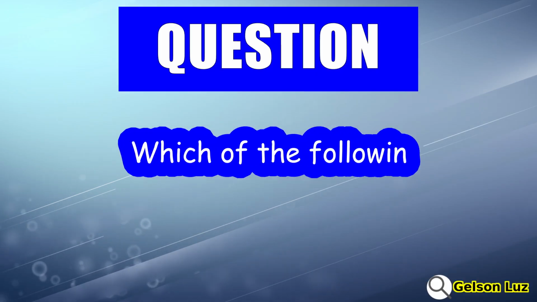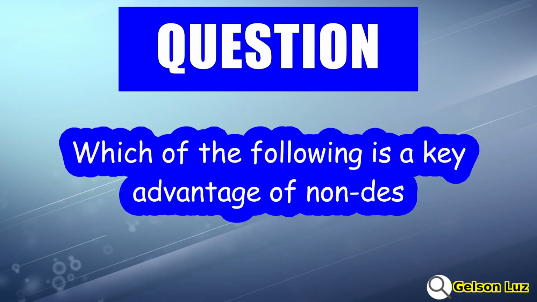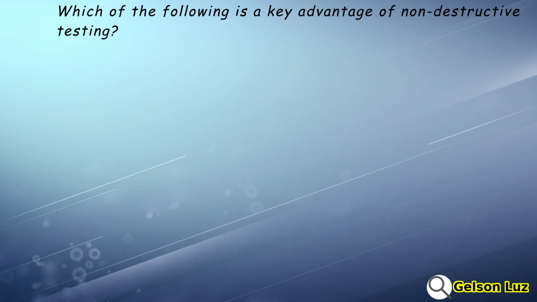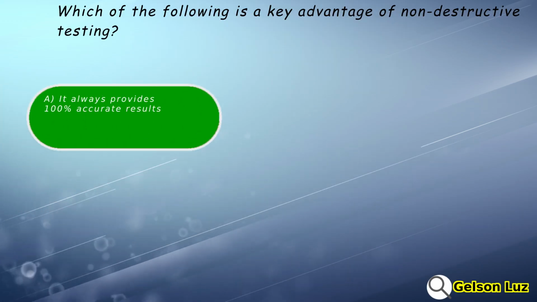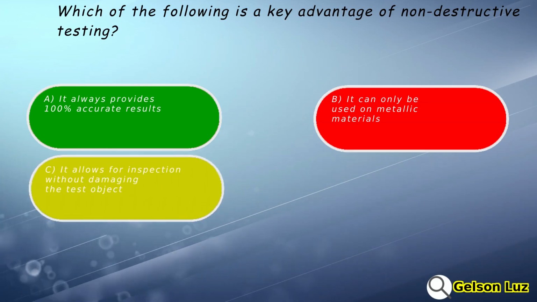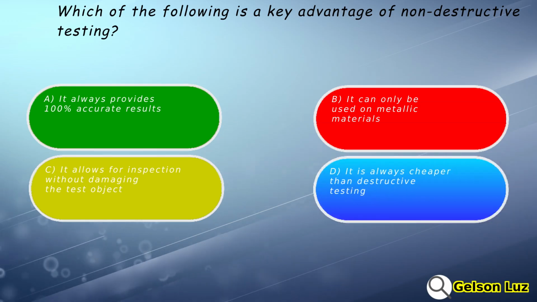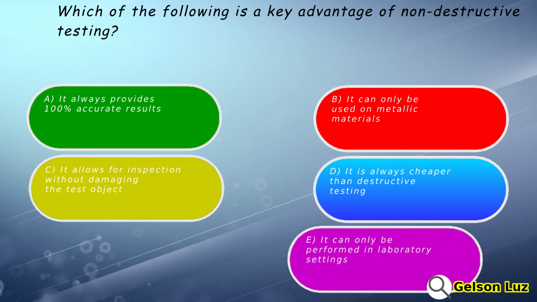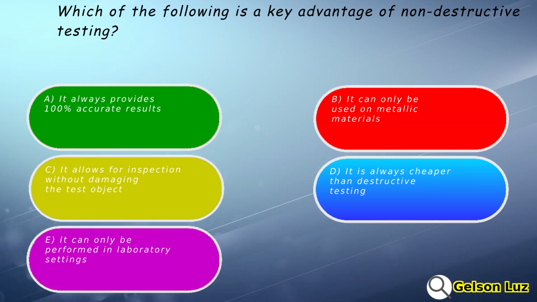Which of the following is a key advantage of non-destructive testing? A. It always provides 100% accurate results. B. It can only be used on metallic materials. C. It allows for inspection without damaging the test object. D. It is always cheaper than destructive testing. E. It can only be performed in laboratory settings.